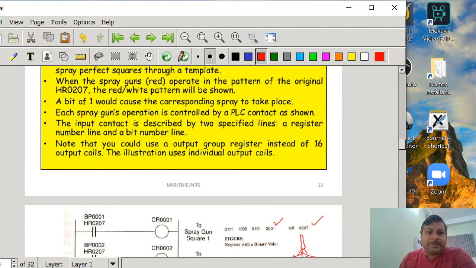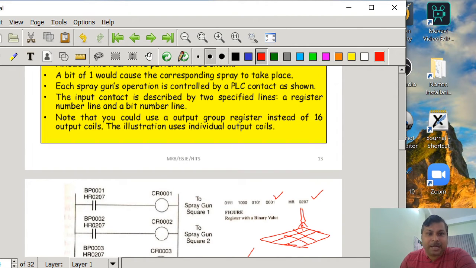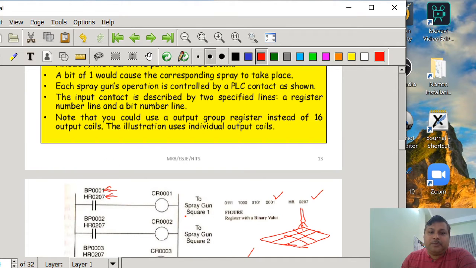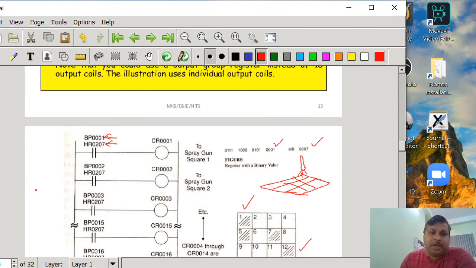Okay, so that's why each spray gun's operation is controlled by a PLC contact as shown. The input contact is described by two specified lines, a register number line and a bit number line. So this is the register you are calling, and this is the corresponding bit you are calling to control the status of CR001. Note that you could use an output group register instead of 16 output coils. The illustration uses individual output coils. So for better understanding, here individually it has been shown, but instead of that you can have the output group register, instead of individual coils CR1, CR2, 3, like that.